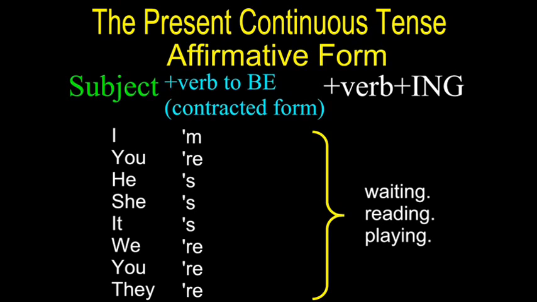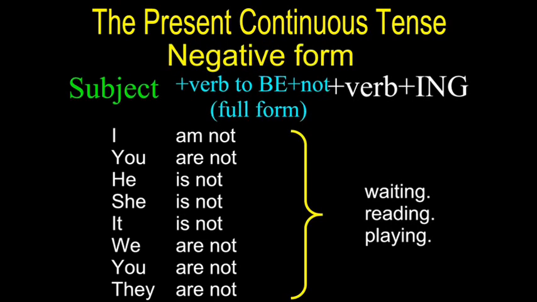The affirmative form of the present continuous tense can be used with the verb to be in its contracted form. The structure will be the subject plus the verb to be in its contracted form plus the verb with the ing. For example, I'm waiting. She's reading. They're playing. For the contracted form of the verb to be, you need to write an apostrophe.